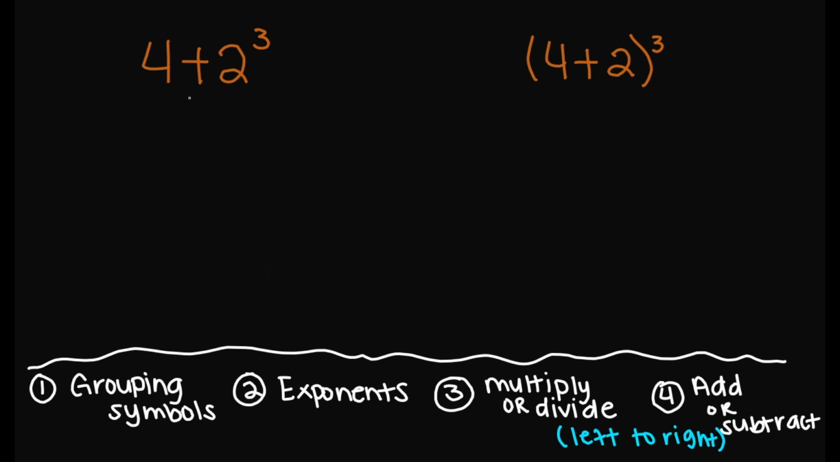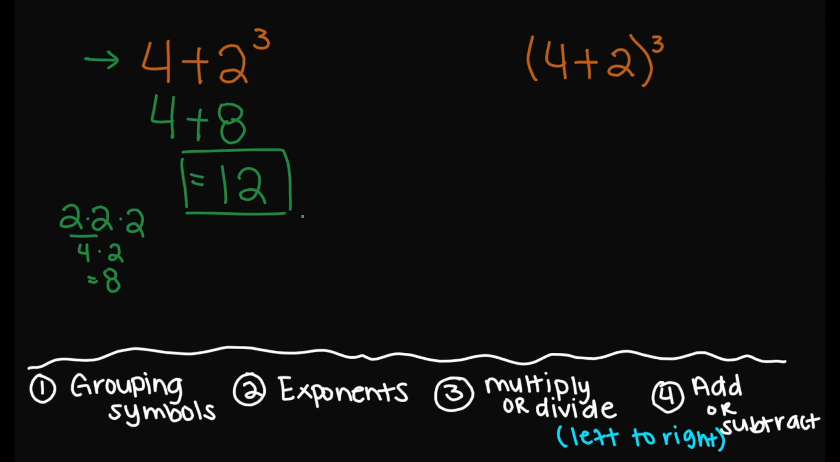Let's look at this example here. So we have 4 plus 2 cubed. And notice I do not have any grouping symbols here for this example. So first, we're going to do my exponent first. So we have 4 plus 2 cubed. This is going to equal 8 because we have 2 times 2 times 2. 2 times 2 is 4, and then 4 times 2, this is going to equal 8. So 2 cubed is 8. And then now we have 4 plus 8. This is going to equal 12. So your final answer here on the left side is 12.